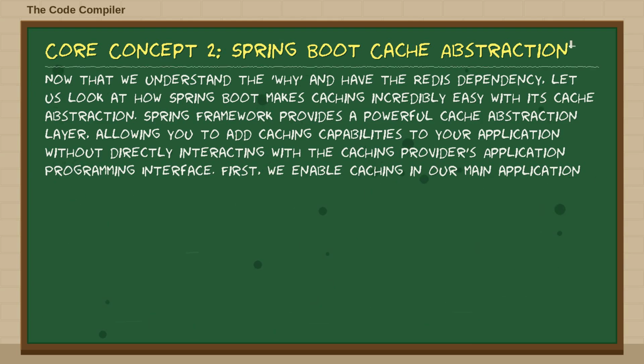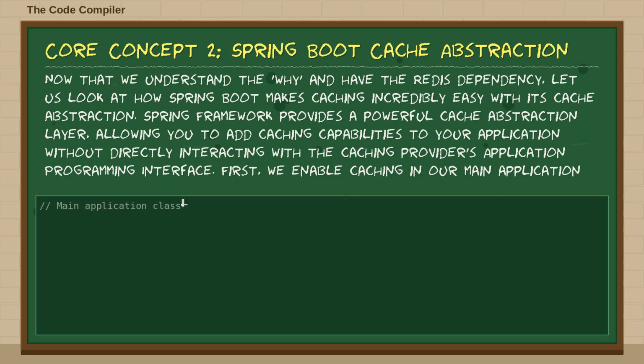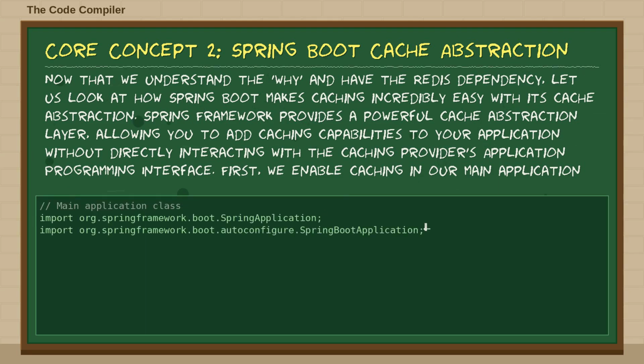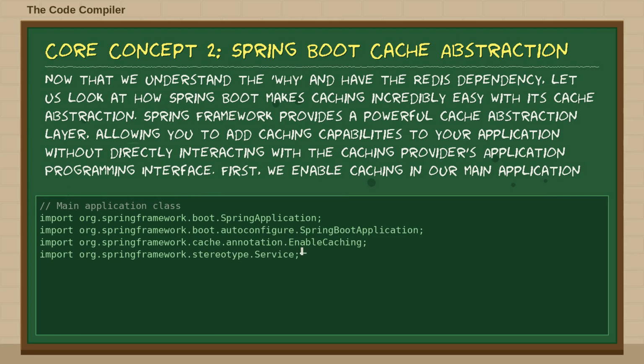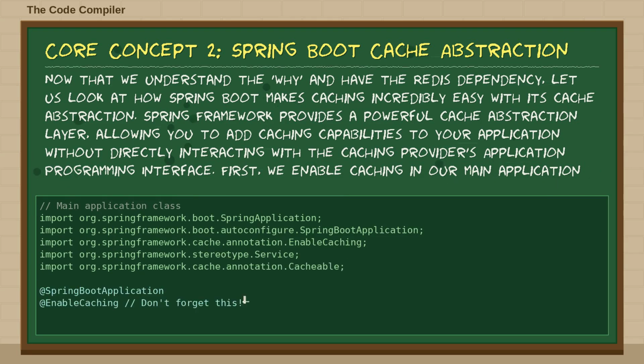Then, the magic happens with annotations like @Cacheable. When you annotate a method with @Cacheable, Spring will automatically manage caching for that method. If the data for a specific set of arguments is already in the cache, Spring returns it directly. Otherwise, the method is executed, its result is stored in the cache, and then returned. It is that simple to make a method cache-aware.